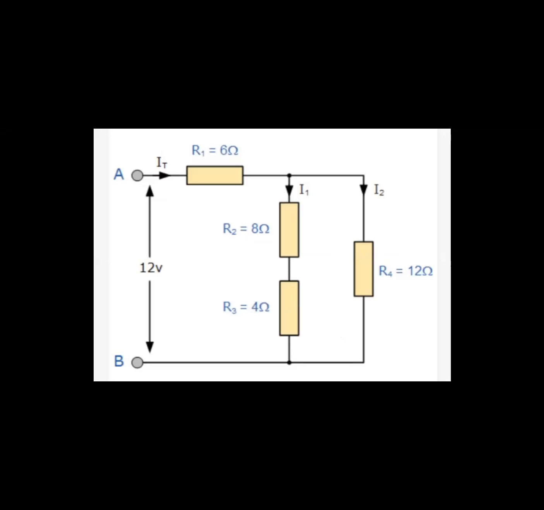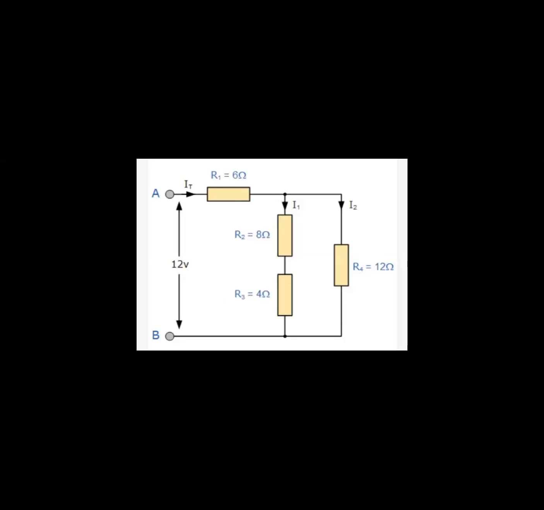Anybody, what's the relationship between resistor 1 and resistor 2 and 3? Are they arranged in series? Are they arranged in parallel? Resistor 2 and 3, anybody? I'm waiting, guys. Resistor 2 and 3, are they arranged in parallel?